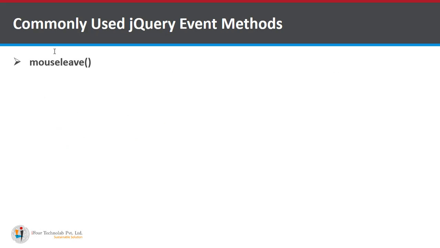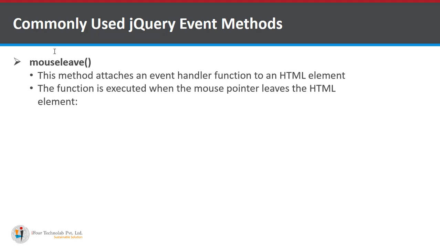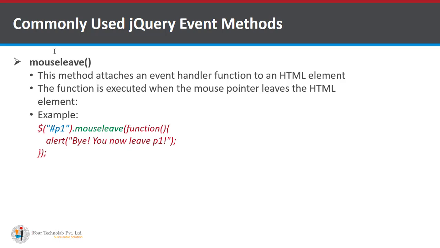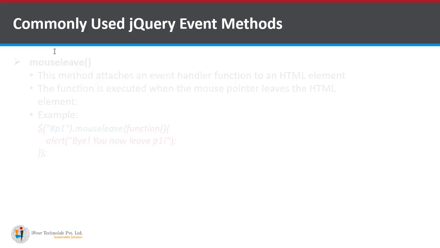Now next one is mouse leave. This function is executed when mouse pointer leaves the HTML element. For example, when a mouse pointer leaves from a p1 element, it fires an alert.